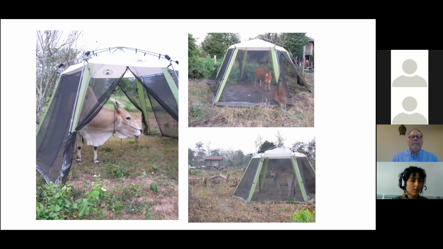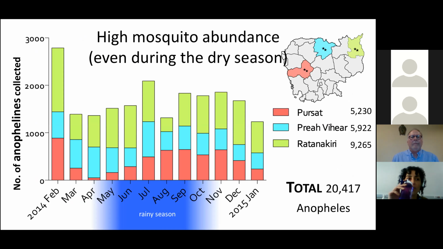Here's some of those cow-baited tents. We have to use whatever cows are around, so sometimes those vary. But again, just going in every hour collecting those mosquitoes. Over that year, we collected just over 20,000 Anopheles mosquitoes. This is just bulk data, all of the mosquitoes together in each of the provinces that are color-coded here.